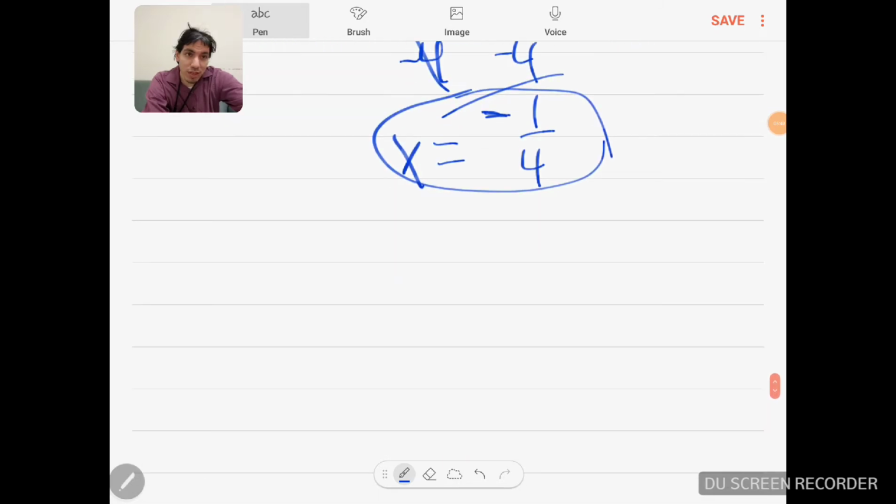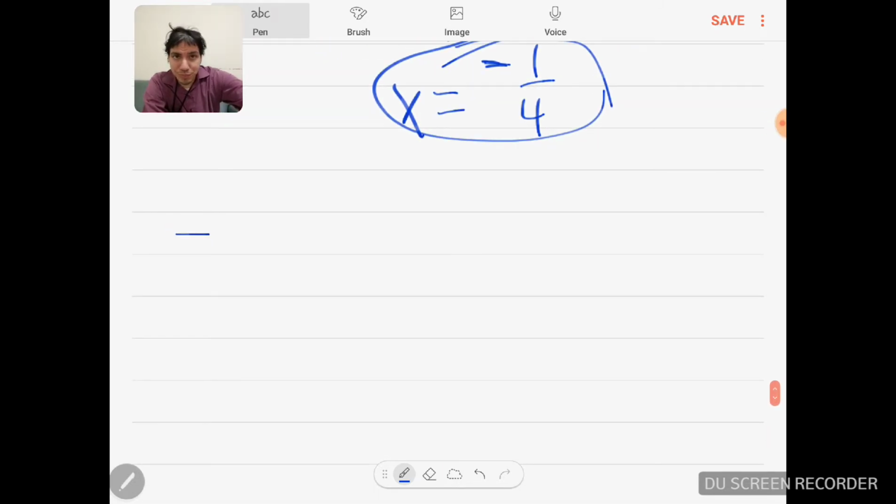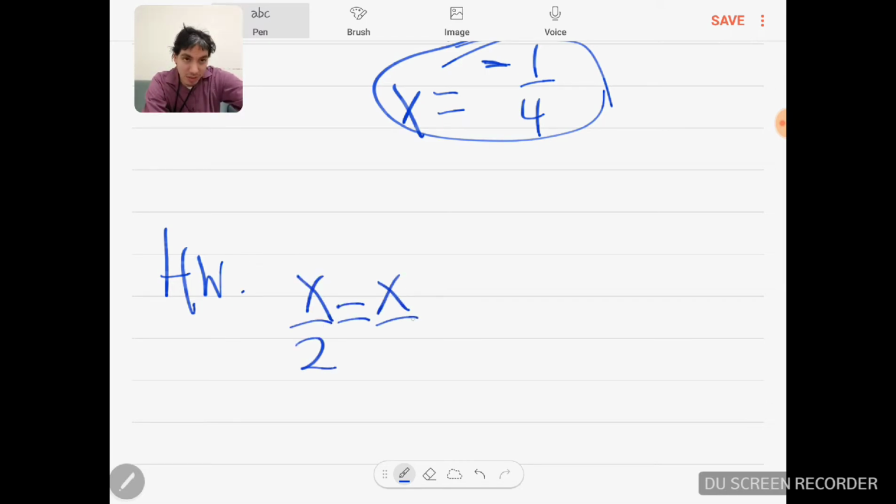Alright, so generally now I'm going to give you guys your homework. x over 2 equals x over 3 plus 1/2. Now, solve for this and leave your answer down in the comment section below.